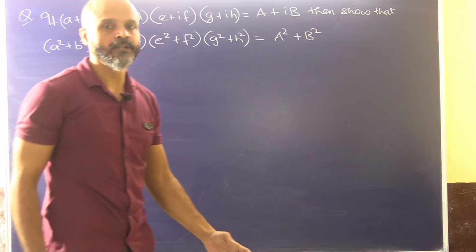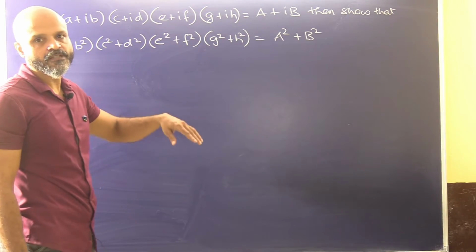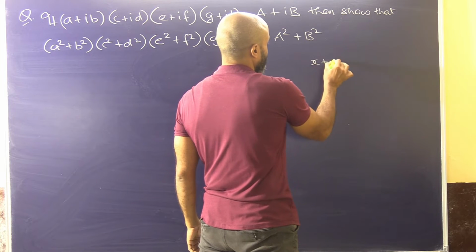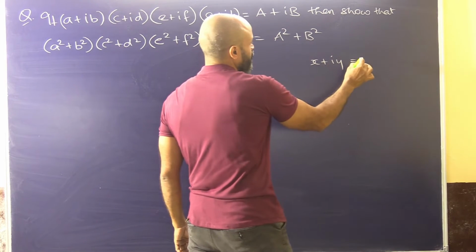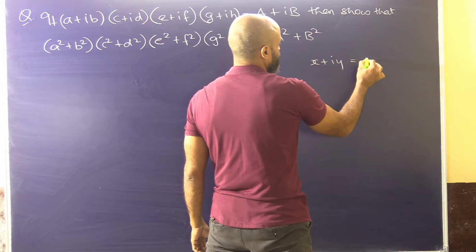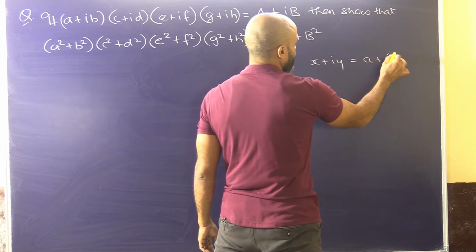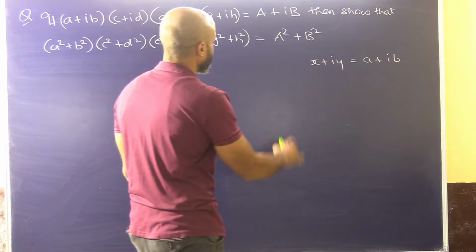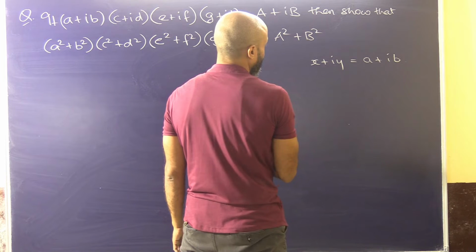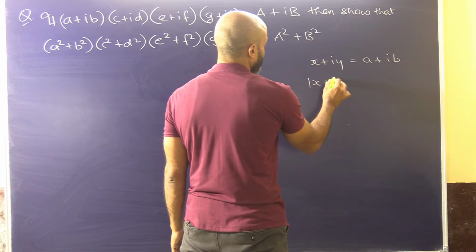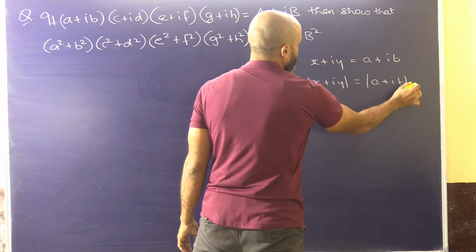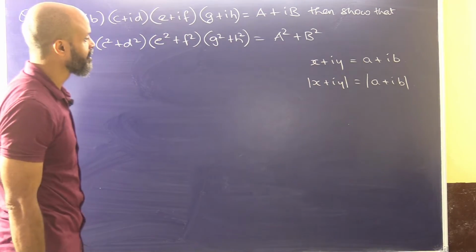Okay, so let's look at this problem. Before we deal with this problem, we have to understand this. Let's say x plus iy is equal to, let's say, a plus ib. If this is the case, then we will have the mod of x plus iy equal to mod of a plus ib. This is something that is there already.